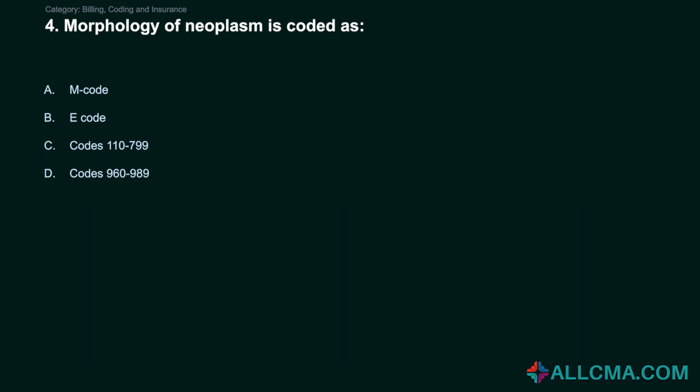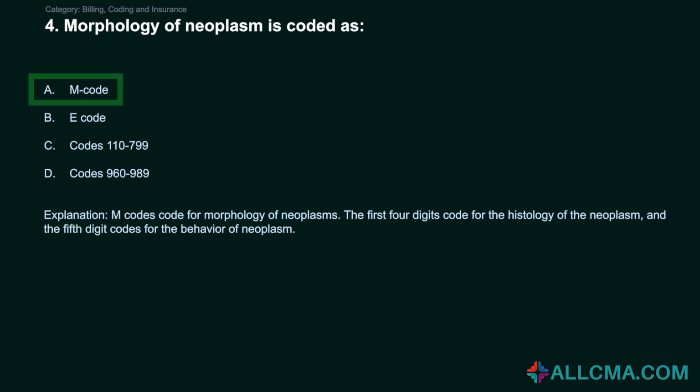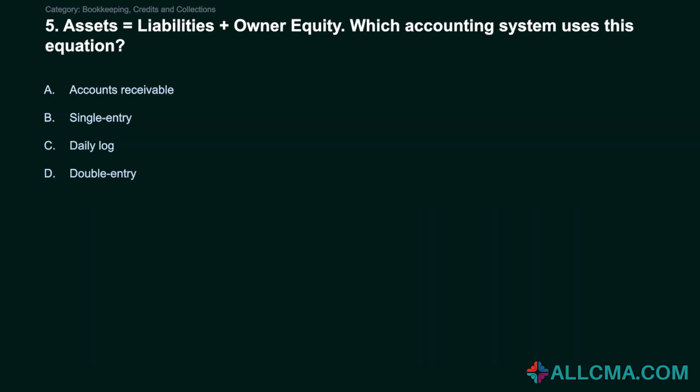4. Morphology of neoplasm is coded as A. M code, B. E code, C. Codes 110 to 799, D. Codes 960 to 989. Correct answer, A. M code. M codes code for morphology of neoplasms. The first 4 digits code for the histology of the neoplasm, and the 5th digit codes for the behavior of neoplasm.